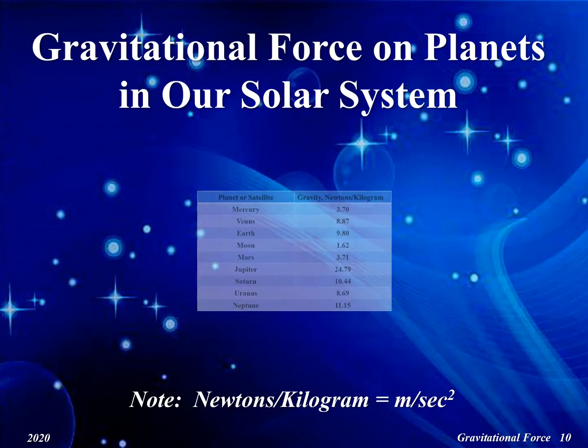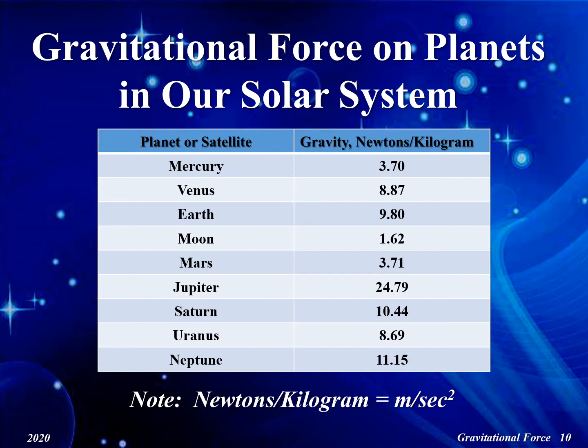This table lists the gravitational force values in newtons per kilogram for the Moon and all the planets in our solar system. Newtons per kilogram is equal to meters per second squared. Note that the gravitational force on Jupiter is almost 2.5 times greater than that of the Earth. On the other hand, the Moon's force of gravity is only about 16% of that on the Earth.